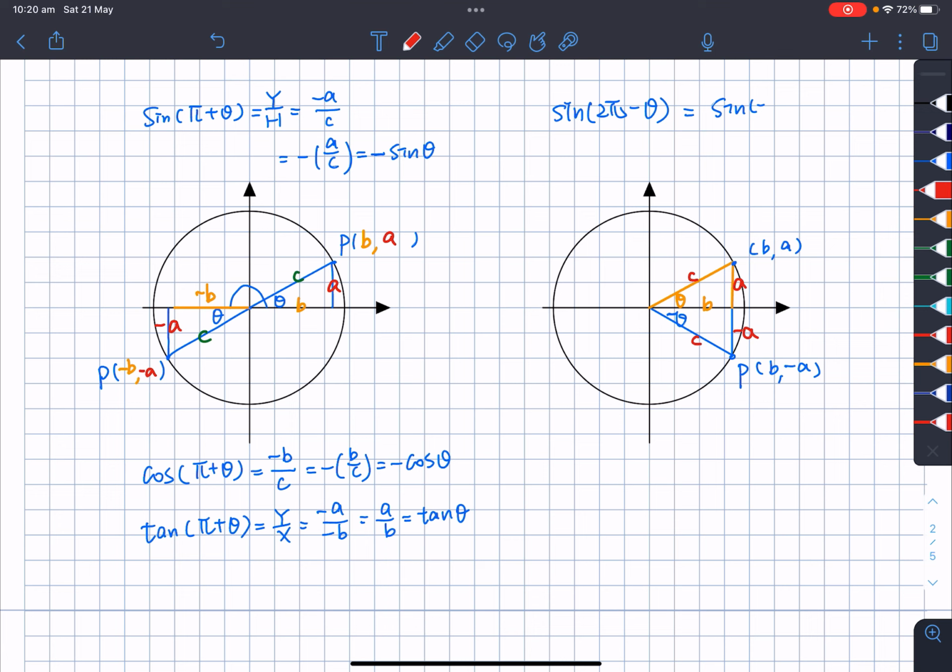So since 2 pi minus theta, the definition is y over h. So is negative A over C. So equal to negative A over C. So A over C in the first quadrant is sin theta. So you will get sin 2 pi minus theta equal to negative sin theta.